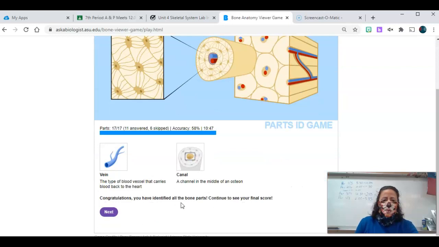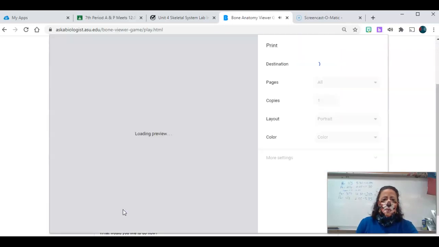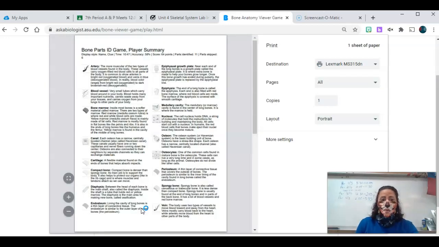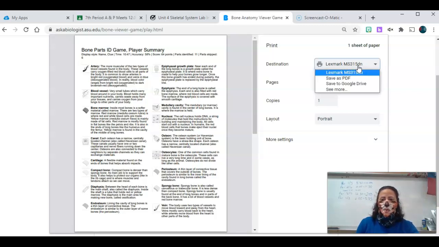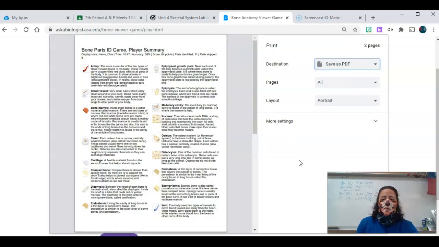So next, now that you've identified all the bone parts, it will tell you your score. And I've been printing from my computer. That's why it's pulling up right here automatically. This is not what you need to turn in. Anytime you're on a computer connected to a printer, you can actually choose to save it as a PDF. And then you can click Save.